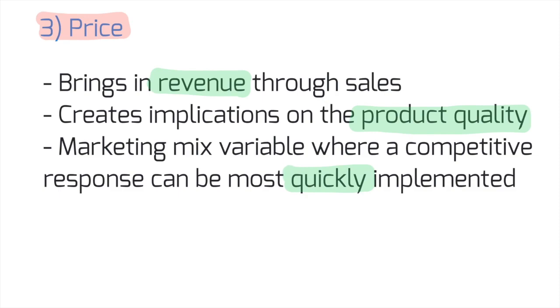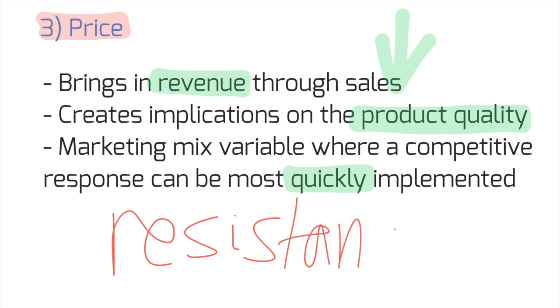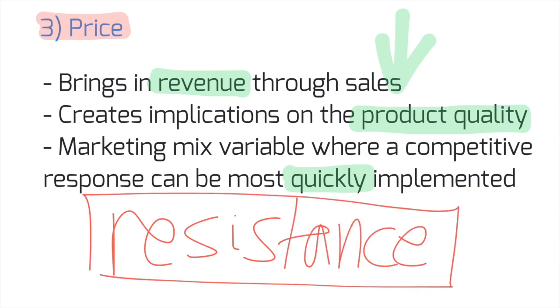And it's the marketing mix variable where a competitive response can be most quickly implemented. So for example, if you see that one of your products is declining in demand, then you can quickly set lower prices. And this stimulates demand because it is a competitive price. It is one of the lower prices within that industry or competitive market. The important thing to remember, however, is that once a price has been set, customers often show resistance in changing it. So it's important to find a price that finds a balance between demand and costs and profits that are needed to recover from the costs.